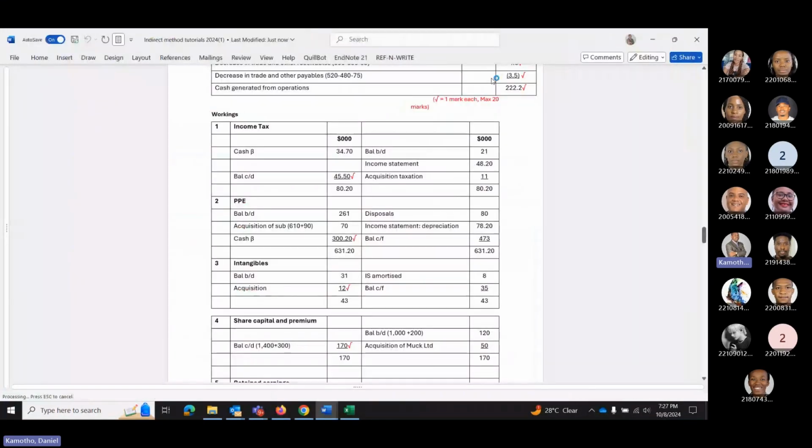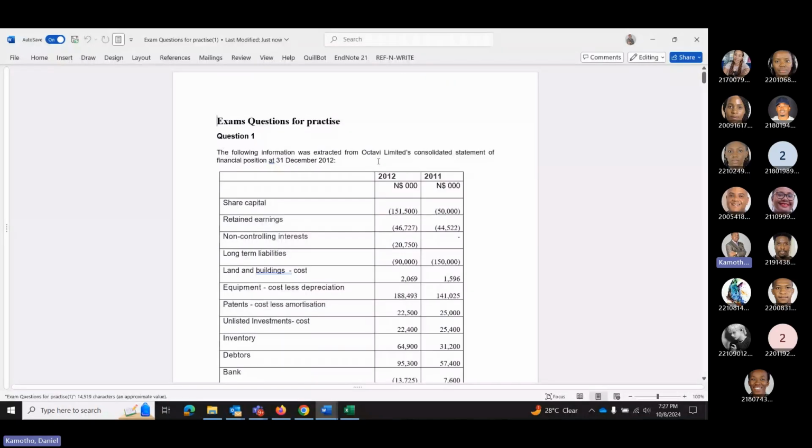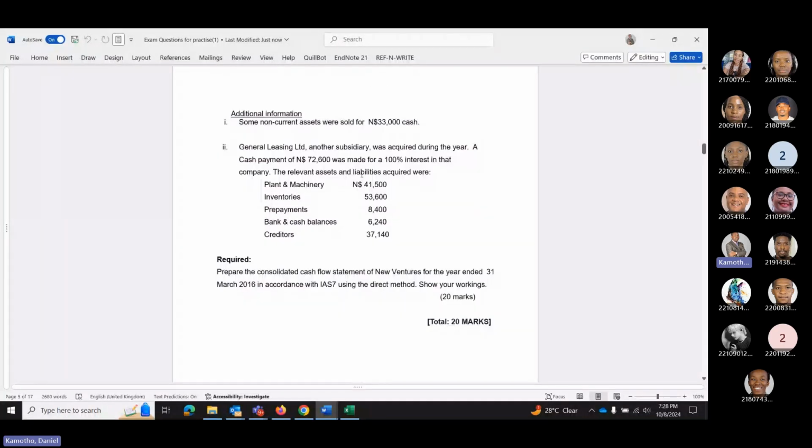So we can look at one direct, one indirect. This is an exam for practice, and I'll tell you additional information. I think this one is using direct. You can do indirect. Let me look at the format that I want us to get used to. Then we can do that.